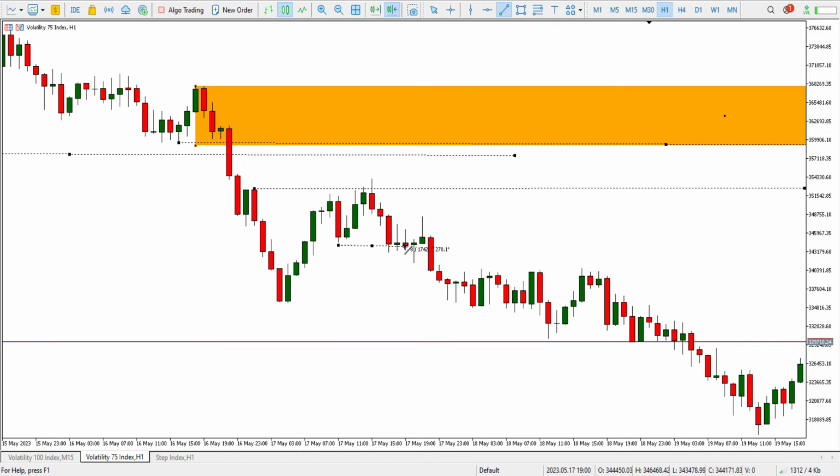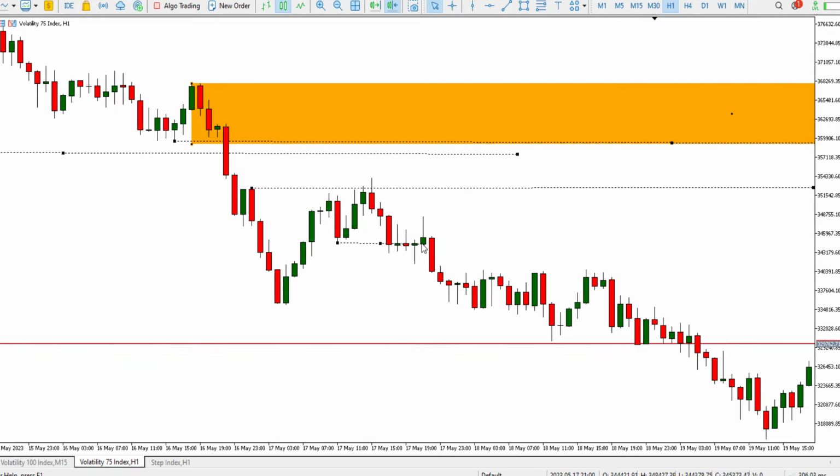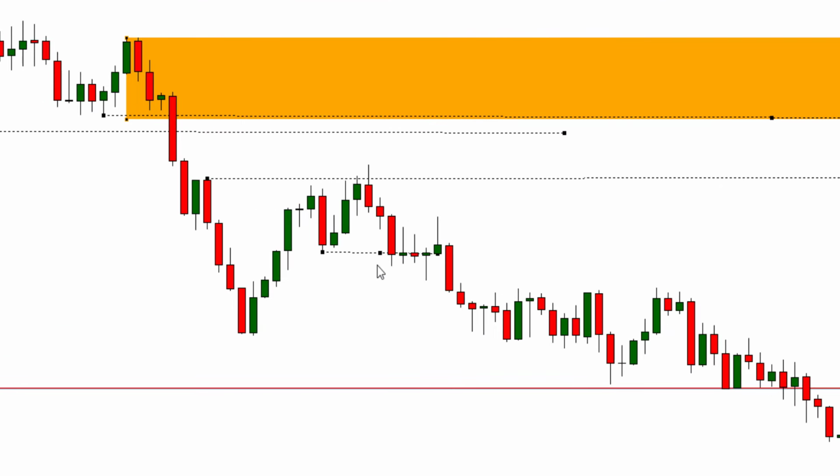Price actually broke structure right here. Let me just show you this properly. A break of structure right here. The body of the candles have traded through this level, so this is a clear break of structure that everyone can see. So now what do you do? You wait for price to come back to an institutional reference point.